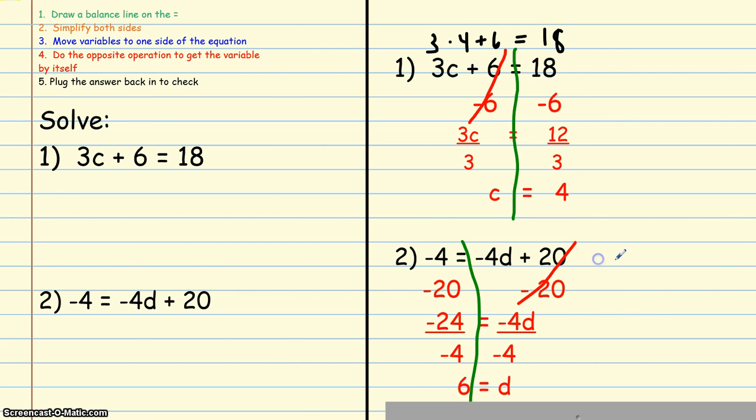Plugging it back in to check, we've got negative 4 equals negative 4 times 6 plus 20. Well, negative 4, this is some crazy writing, sorry. Negative 4 times 6 is negative 24, and negative 24 plus 20 does equal negative 4. So we are set. Negative 4 equals negative 4.